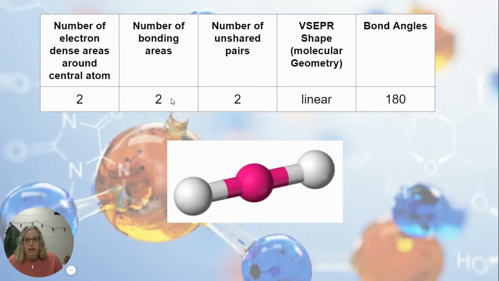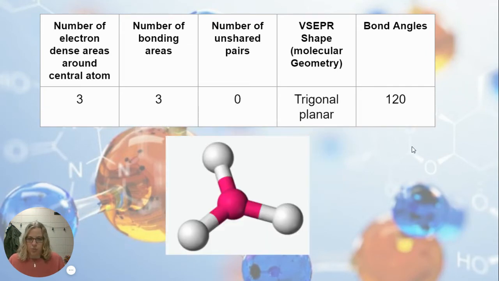So when you have 2 bonding areas and 0 unshared pairs, you're going to get a linear shape, which looks like this. Imagine a central atom, this gray area here is a pair of electrons that they share, and then here are 2 bonded atoms. When you think about 2 pairs of electrons, the furthest they can get away is 180 degrees. So our bond angle from here to here is 180, and that's our linear shape. Linear will actually come back again at some point.